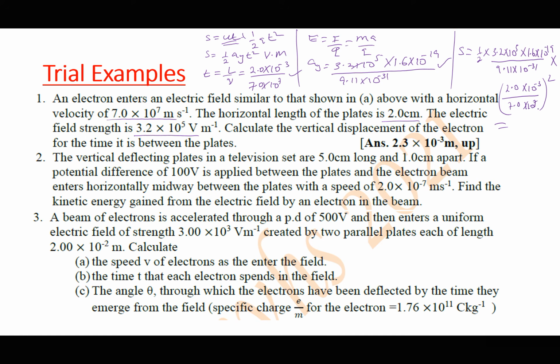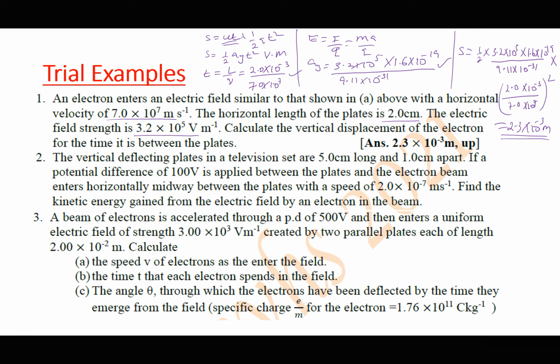So I have come up with 2.3 times 10 power negative 3 meters. Of course, because it is an electron, the force or the displacement will be vertically upwards. If it was a positively charged particle, the displacement will be vertically downwards. Number 2, by the way, you can verify this answer by your calculator.